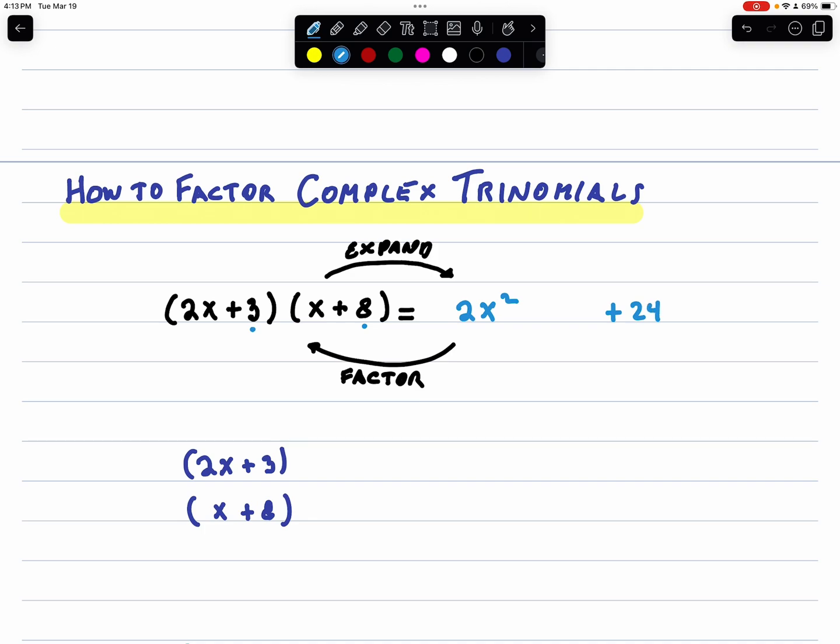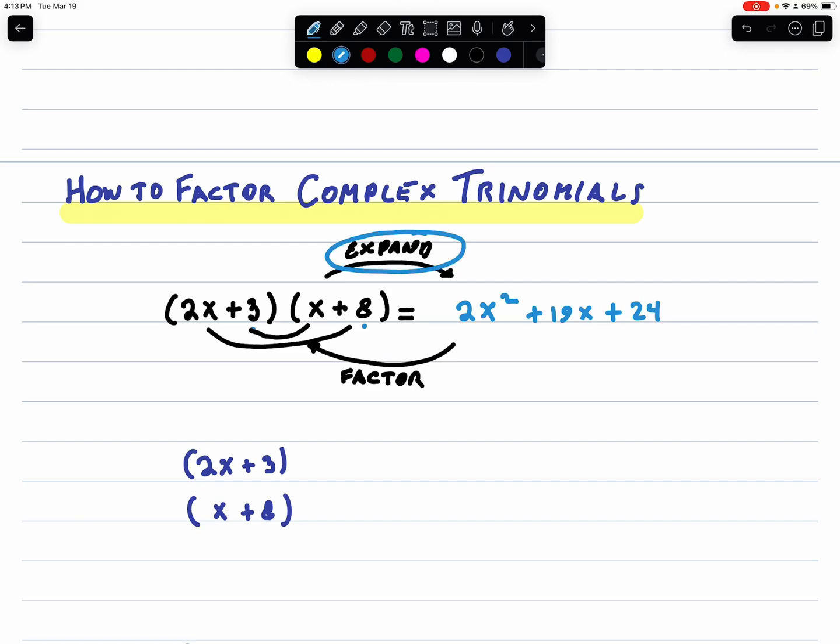Then I will need to multiply the 3 with the x, which gives me 3x, and the 2x and the 8, which will give me 16x. 16x and 3x will give me the 19x in the middle, correct? Well, what we just did was expand. But what we're doing in this section is going backwards.